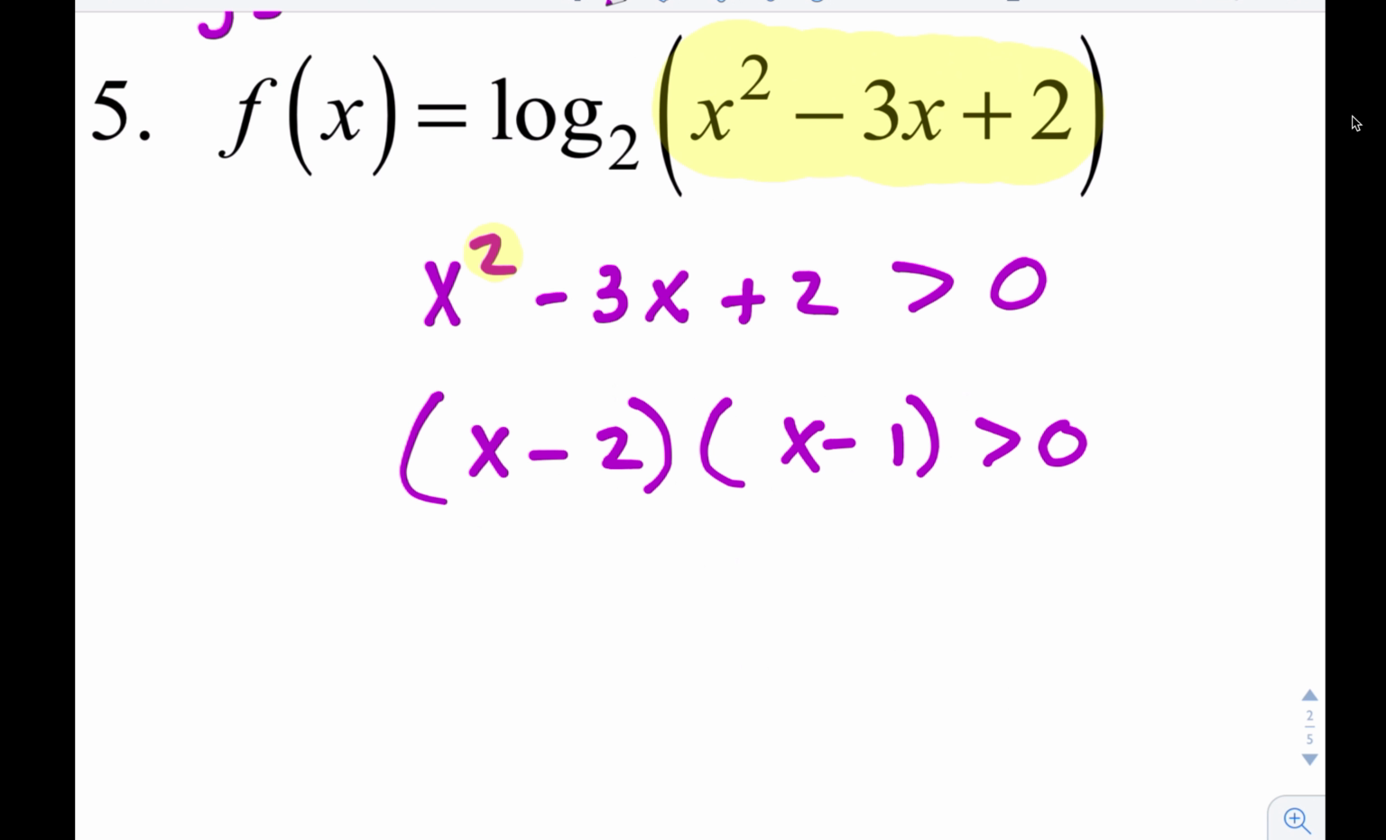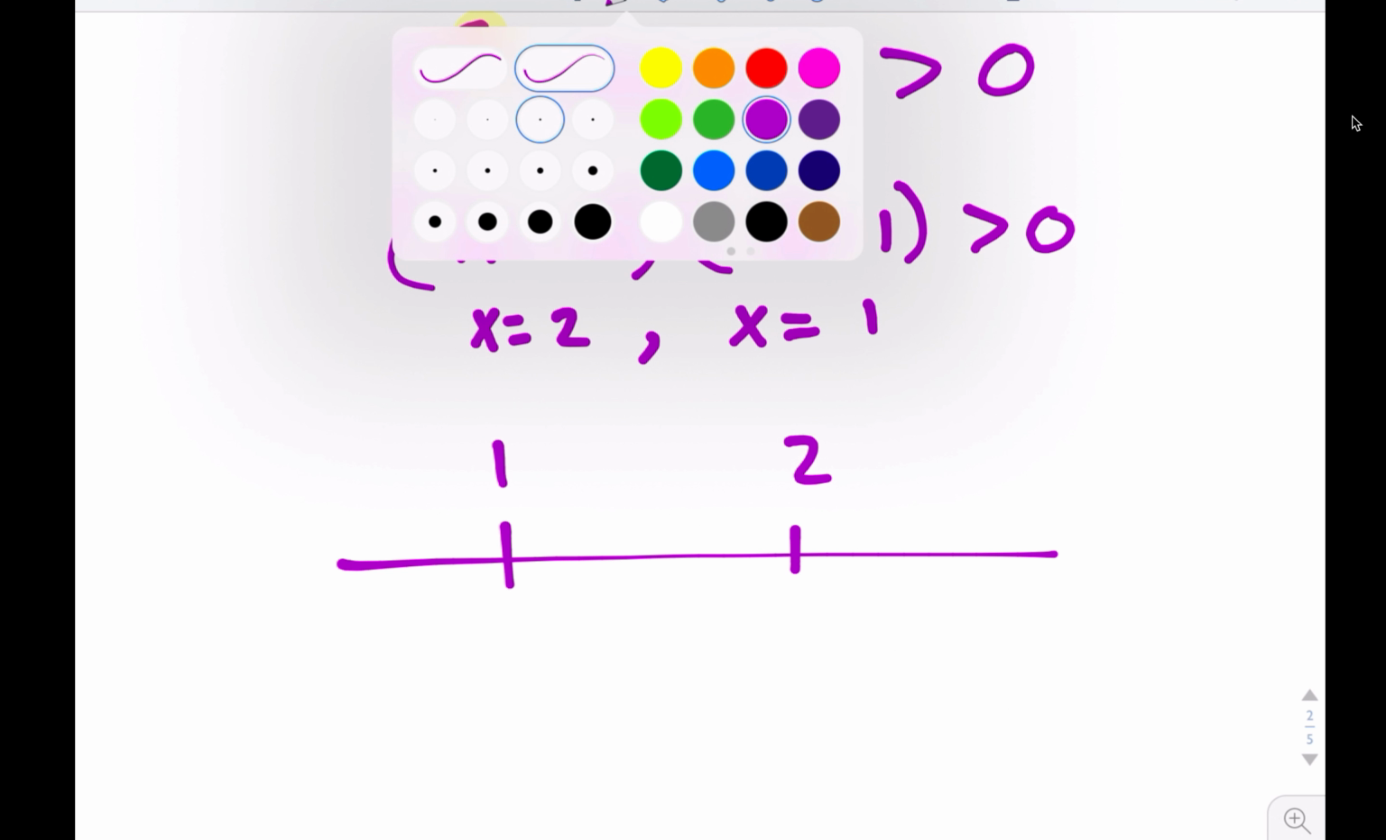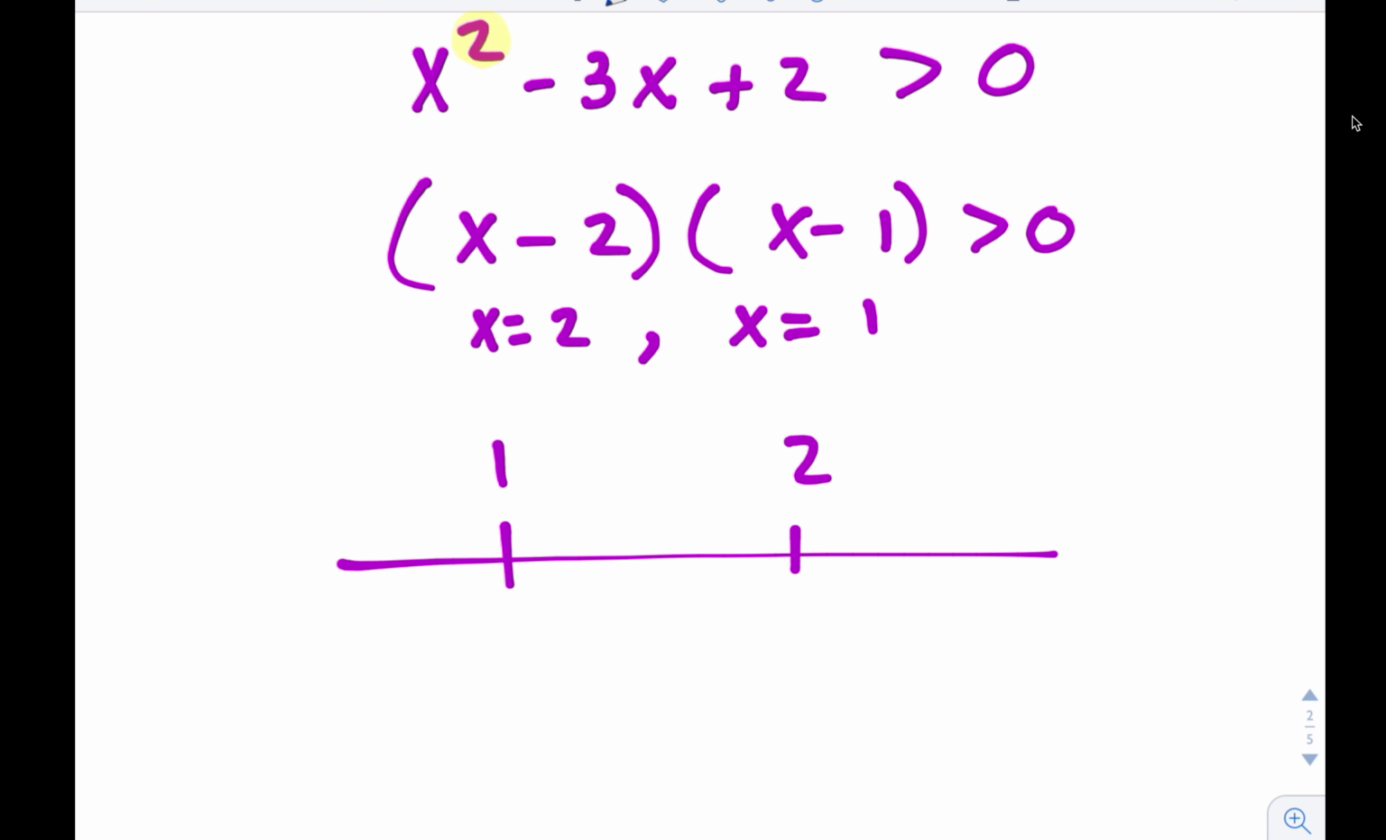So I know that this equation is going to equal 0 at x equals 2 and x equals 1. Those are the two numbers that I'm going to test around. So I'm going to test around 1 and 2. I'm going to pick numbers that are a little bit less than 1, like 0. Something in the middle, like 1.5. And then something bigger than 2, say like 3.